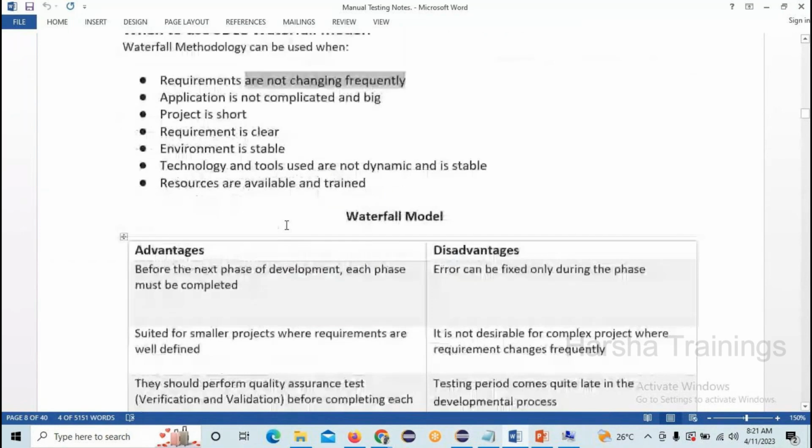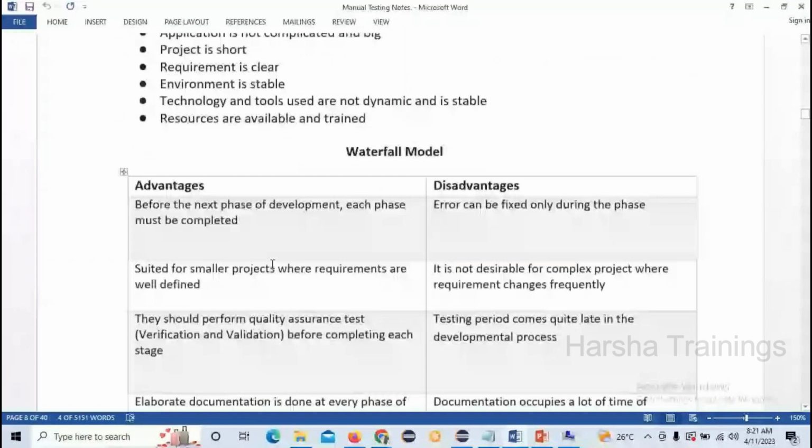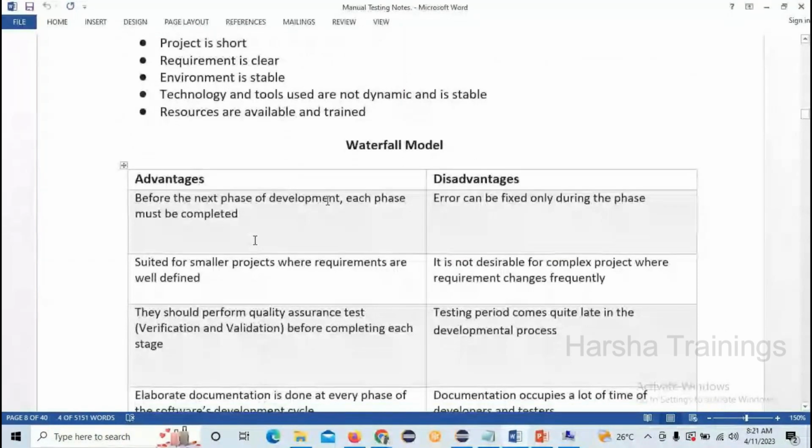Advantages: before the next phase of development, each phase must be completed. This one we already discussed, right? Before going to the next phase, the previous phase must be completed compulsorily. That is the advantage.